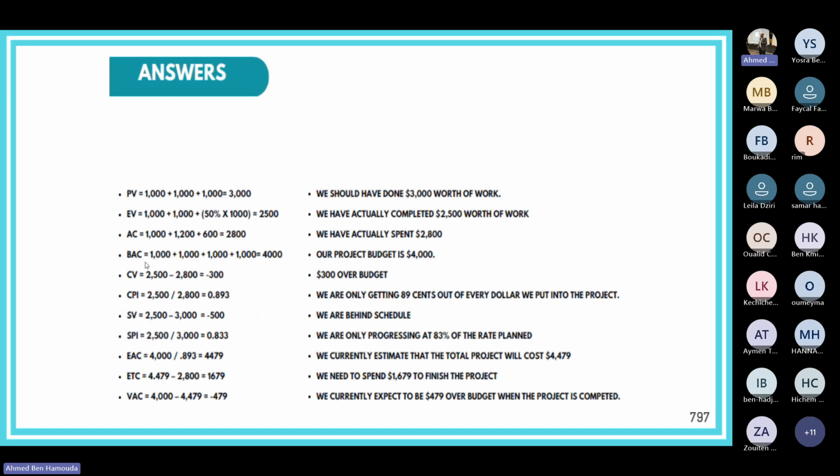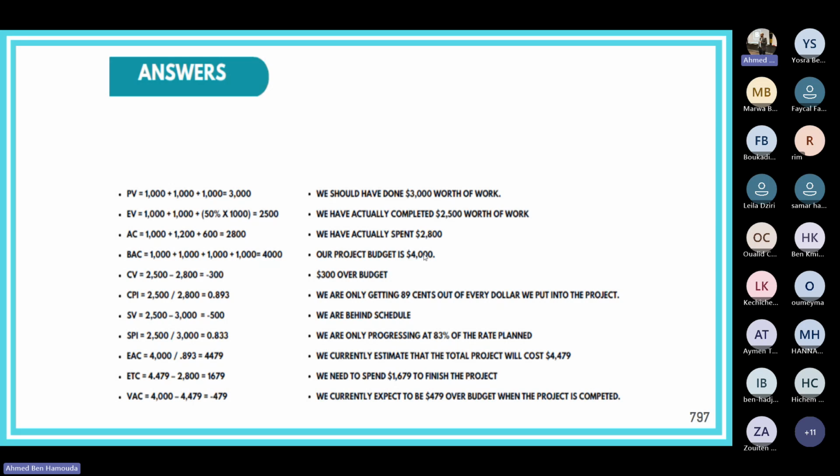The budget at completion, that's the budget for the total project, the total budget for the entire project. So that's 1,000 for each side. We have 4 sides. So 1,000 times 4, that's $4,000. So our project budget is $4,000. So far, so easy, right?